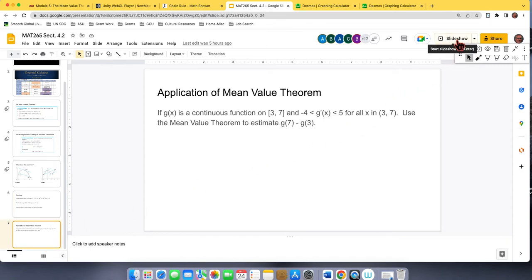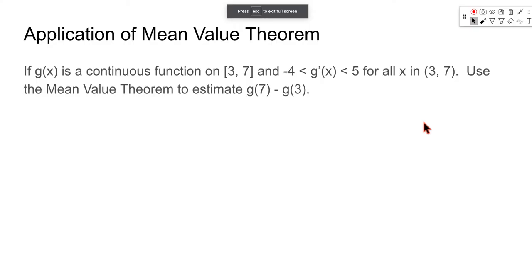But let me take a look at this one. There's a homework problem similar to this, and this kind of uses the second form of the mean value theorem. And I just wanted to help you think through this. So we've got some function, g of x, which is continuous on this closed interval, 3 to 7. That's one of the requirements. And then we're just told that the derivative of g, for any x, is between -4 and 5.